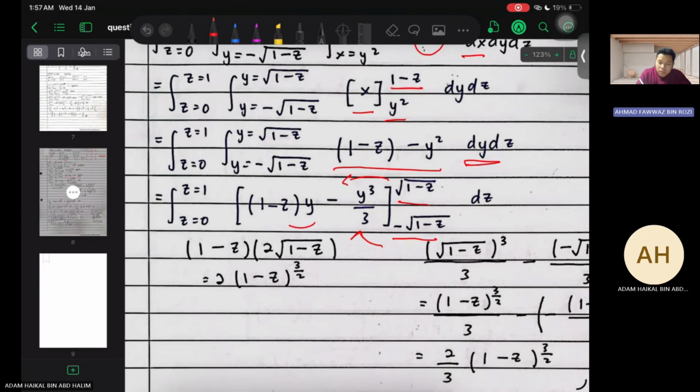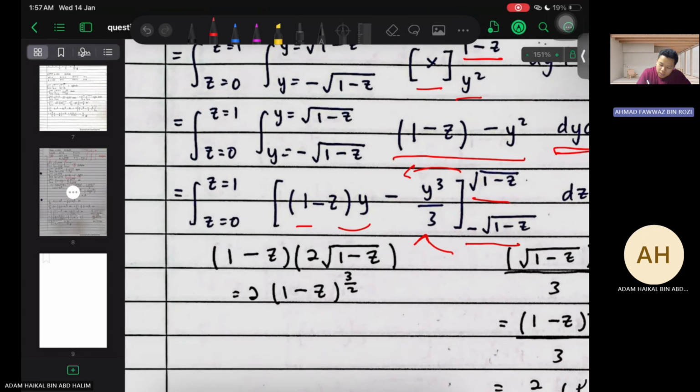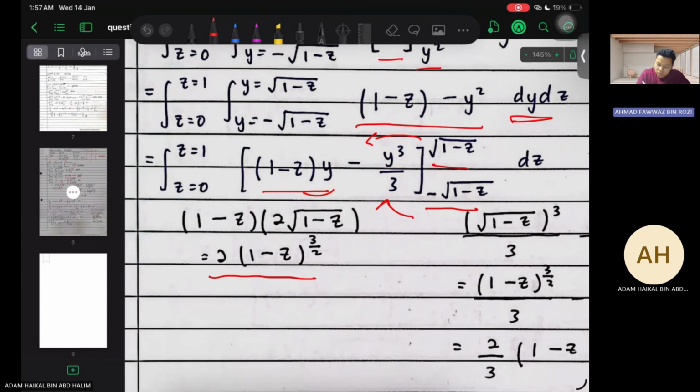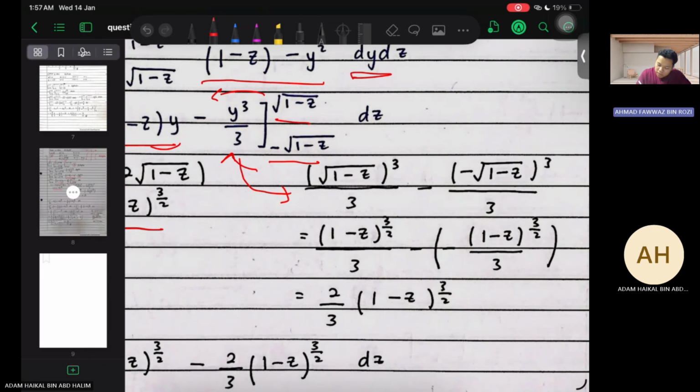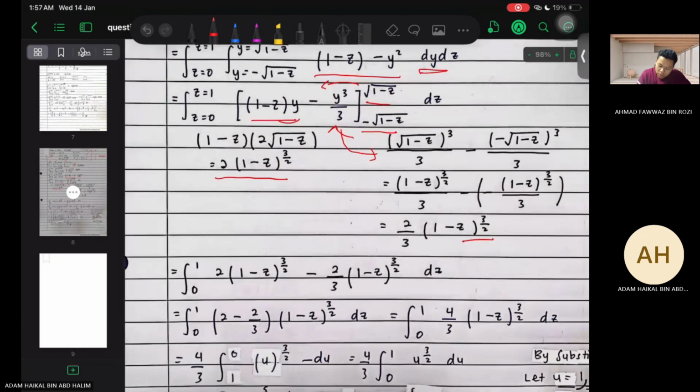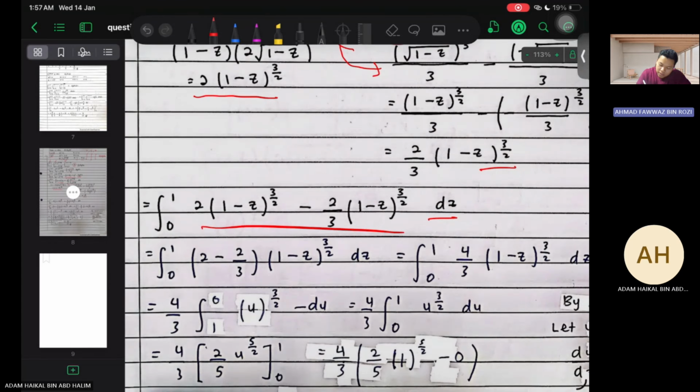To make it easier, we split the equation. Integrating 1 minus z gives 2 times 1 minus z to the power of 3 over 2, and integrating y squared gives y cubed over 3, which gives 2 over 3 times 1 minus z to the power of 3 over 2. After we split it, we must integrate dz.